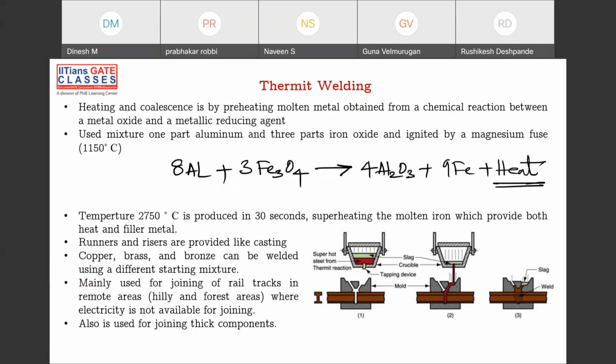We'll be using this thermite welding in hilly and forest areas where there is no proper electricity available. Right? You can't have some factory, some crucible, and then big furnace there, bring it and pour. So for that, you take all this aluminium and all the things, you mix them, good amount of heat is generated, then you melt that material instantaneously, and then pour in between, then they'll be getting welded or joined together. Is it okay, guys? Is it clear?